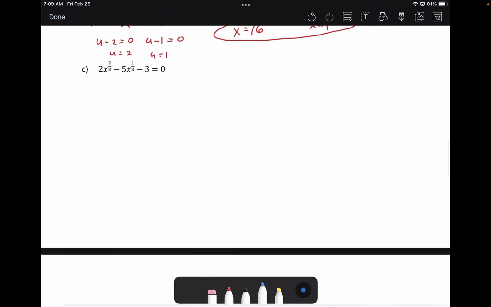In the next example, let u be x to the 1/3. Rewrite our equation.